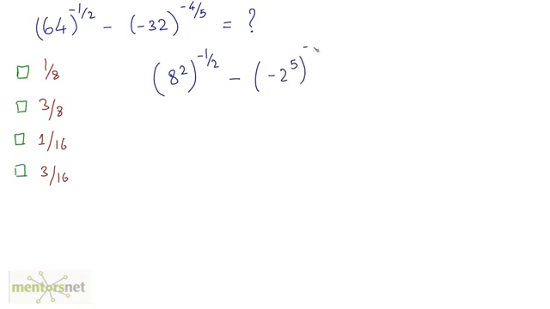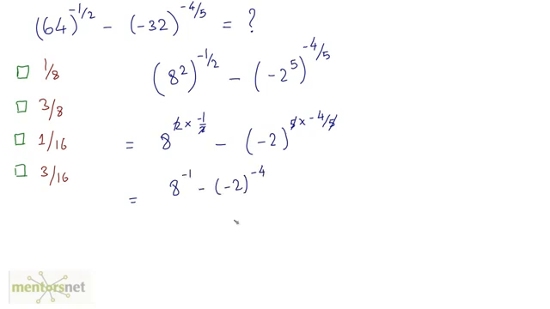Now we have this raised to 4 by 5. Now this has become simple. So I can write this as 8 raised to 2 times minus 1 by 2, the law of indices, minus of minus 2 raised to 5 times minus 4 by 5. 5 and 5 get cancelled, 2 and 2 get cancelled. So this is equal to 8 raised to power minus 1 minus of minus 2 raised to power minus 4. So this is equal to 8 raised to power minus 1 is 1 by 8 minus 2 raised to power minus 4 is 1 upon minus 2 raised to power 4.